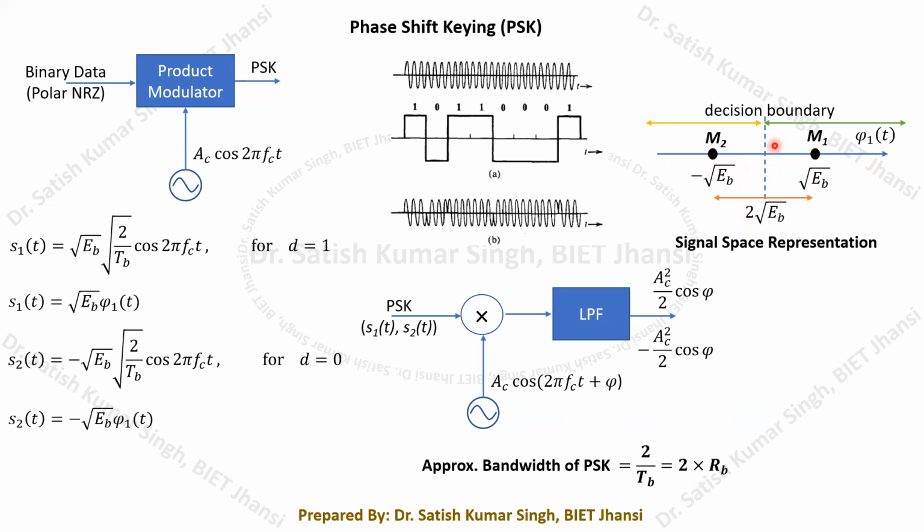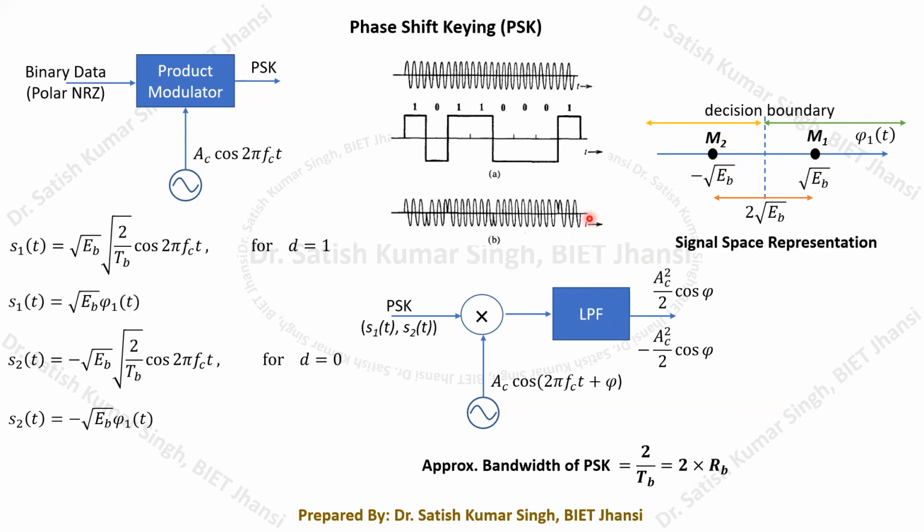Again, this is our decision boundary, the midpoint of these two message points. The decision boundary will be at equal to 0. Any magnitude greater than 0 will be treated as binary bit equal to 1, and any magnitude less than 0 will be treated as binary bit equal to 0. This way we have to make the decision.